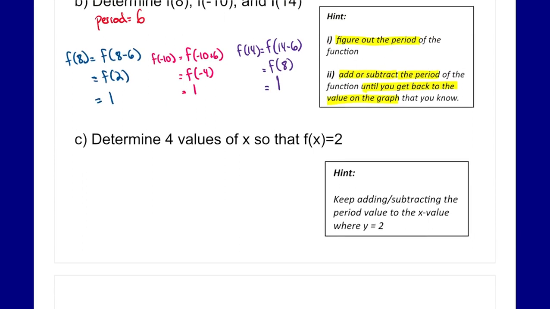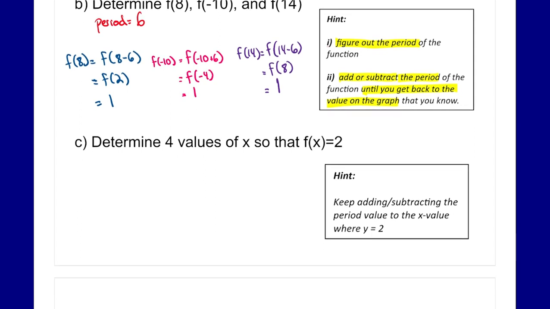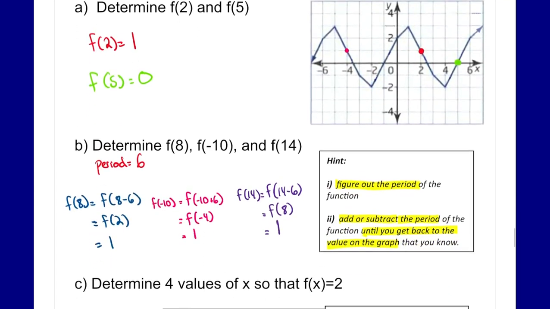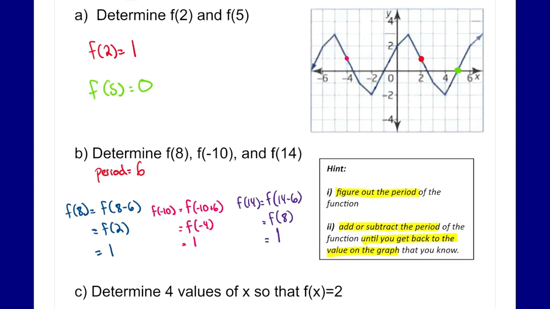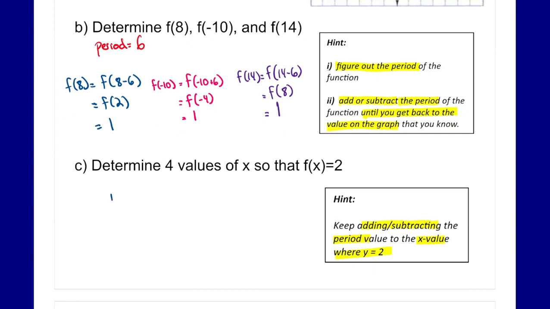Next, for C, now we're going to find 4 values of x that give us a function value of 2. So first, I have to add or subtract the period value to the original x value where y is 2. First I need to look at my graph and ask, when is the function equal to 2? If I look at the function, we see the function is equal to 2 when x is 0. So f at 0 equals 2.